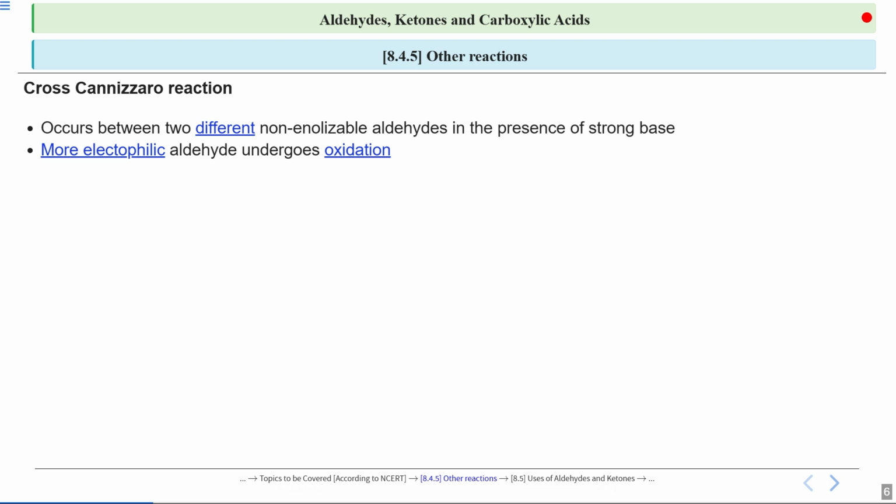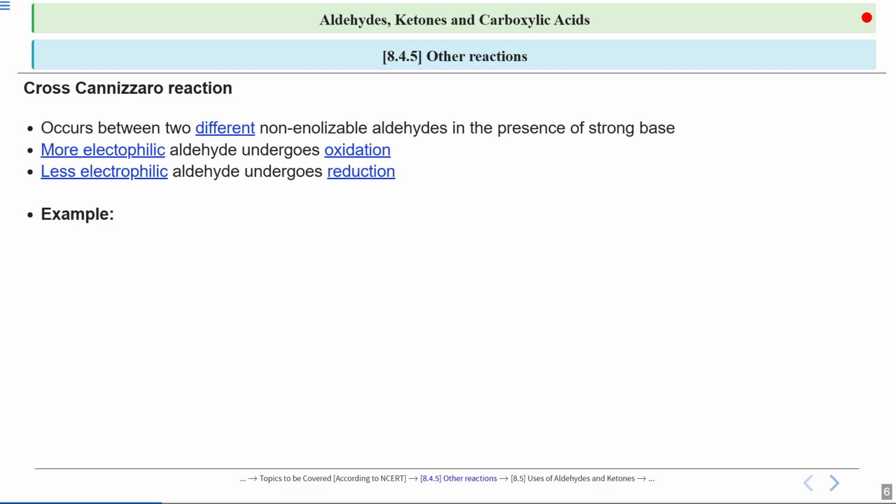Now, more electrophilic means that the aldehyde is more likely to accept electrons, which is in need of electrons very much. That is more electrophilic. And the less electrophilic aldehyde undergoes reduction, so that means it gains electrons during the reaction. So the more electrophilic undergoes oxidation and the less electrophilic undergoes reduction.